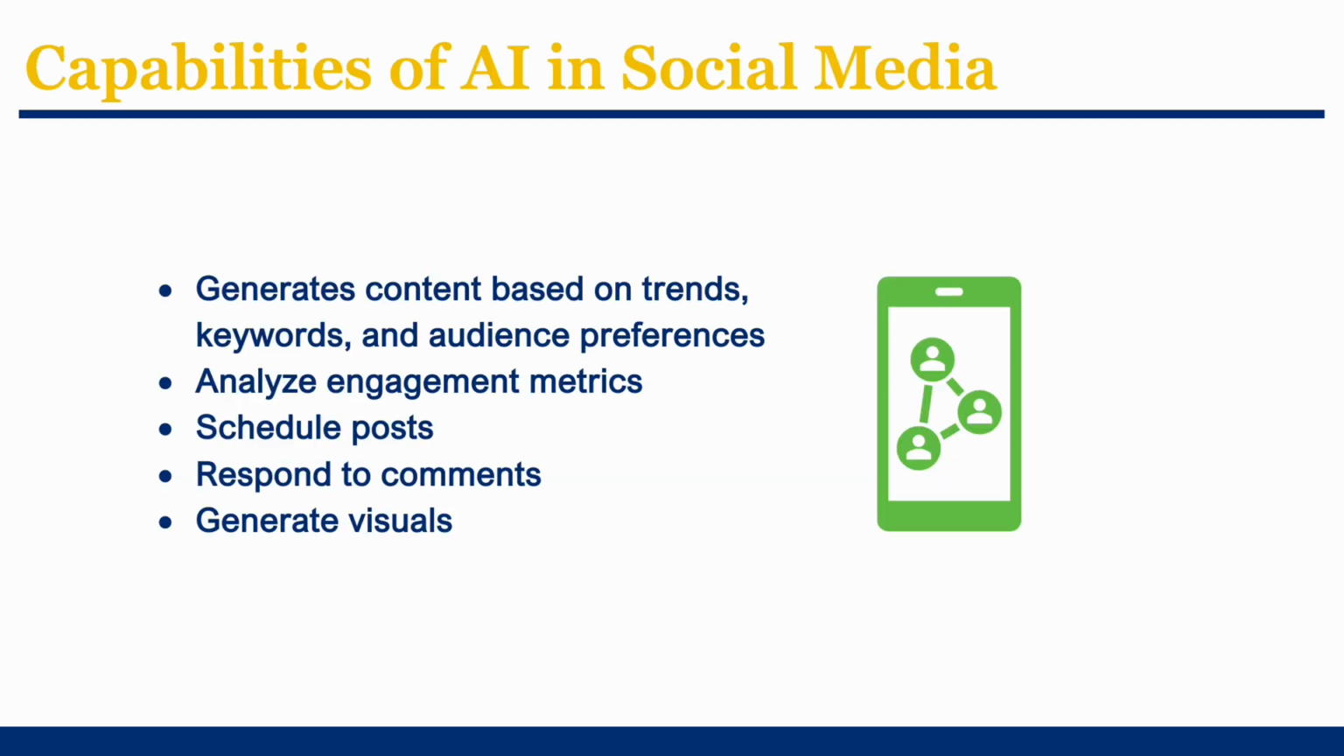AI offers numerous capabilities that can enhance your social media strategy. It can generate content based on trends, keywords, and audience preferences. AI tools can also analyze engagement metrics to determine the best times to post and which type of content resonates most with your audience. Additionally, AI can help with scheduling posts, responding to comments, and even generating visuals. By leveraging AI, you can create a consistent and engaging social media presence without spending hours on content creation.